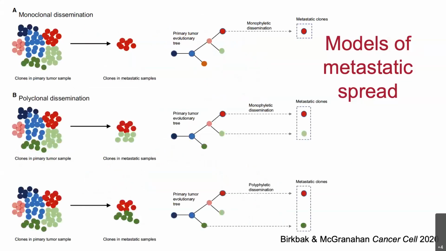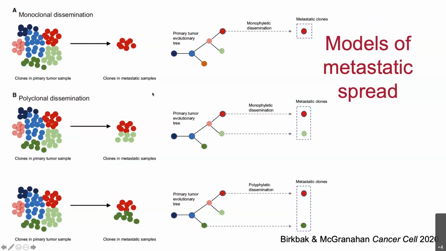I'll show another just to maybe spark your interest in this and say that it's not just about the timing, but it's also about the mode of evolution and whether these cells are arising from a monoclonal origin or perhaps a polyclonal origin. And so in this scenario of monoclonal dissemination, we can imagine that it is one effective branch on this phylogenetic tree that gives rise to the metastatic clone.